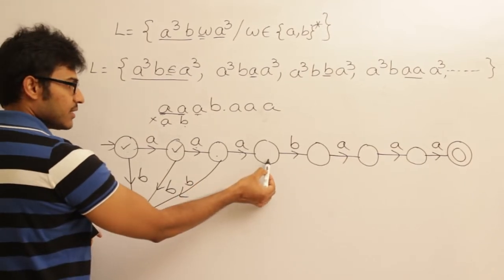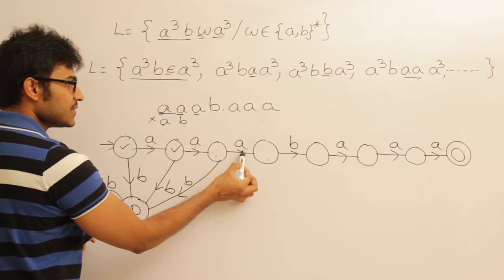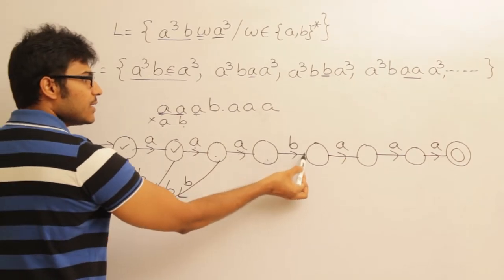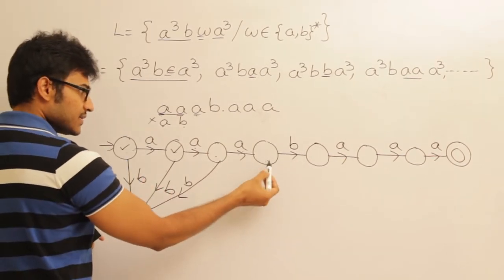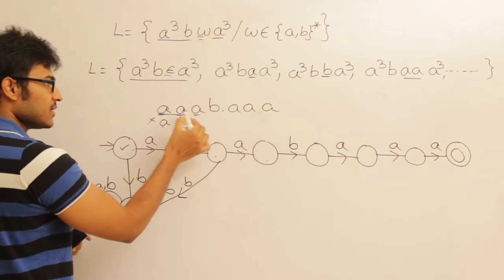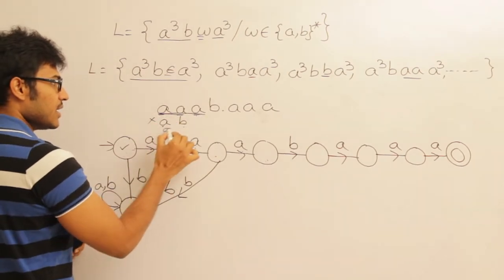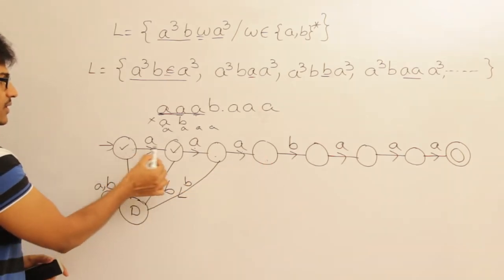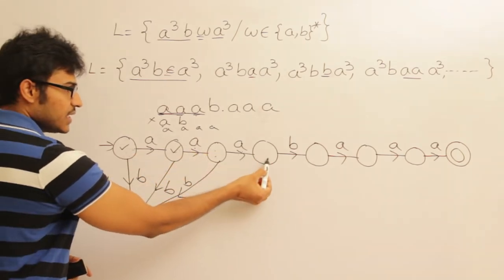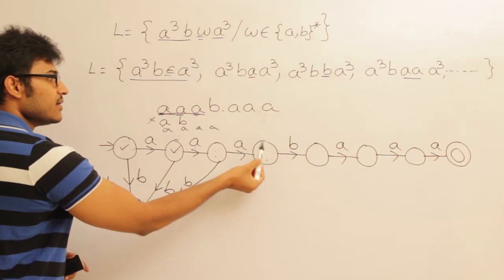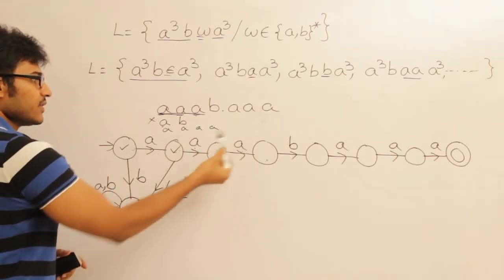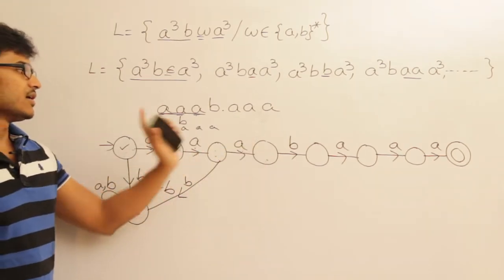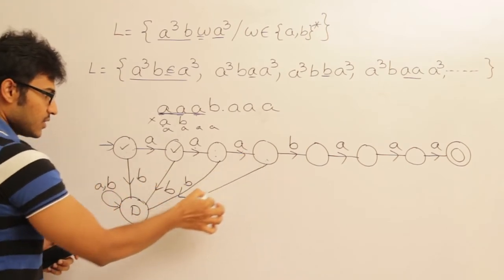Now what about this state? This state has seen 3 a's and it is supposed to see a b. But if it sees a, it means that this string is going to start with aaaa. Such a string I should kill.